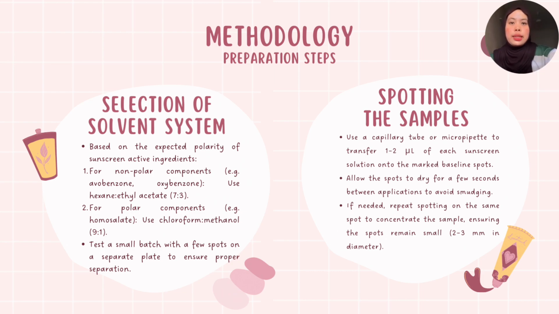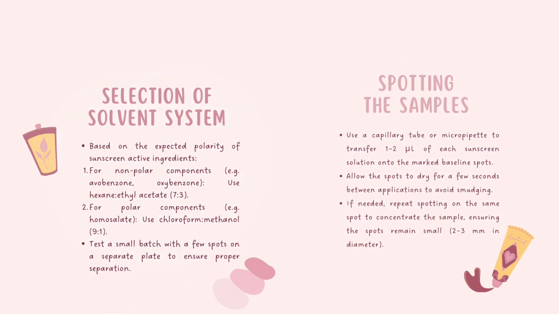Next is spotting the samples. We need to use a capillary tube or micropipette to transfer 1 until 2 microliters of each sunscreen solution onto the marked baseline spots. Second one is allow the spots to dry for a few seconds between applications to avoid smudging. If needed, we need to repeat spotting on the same spot to concentrate the samples, ensuring the spots remain small, 2 until 3 millimeters in diameter.